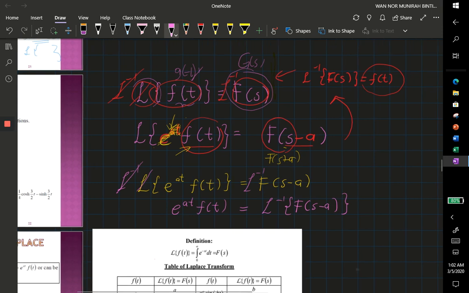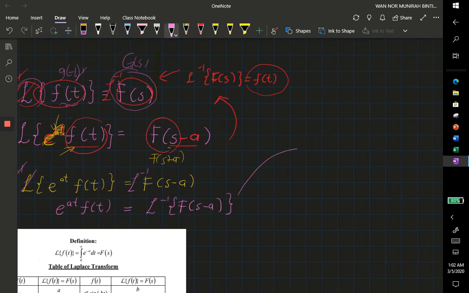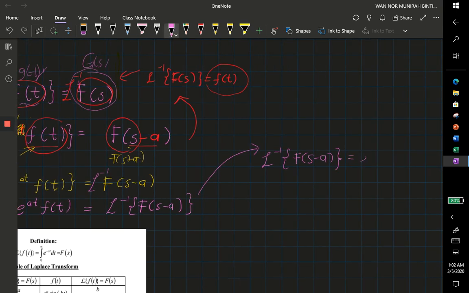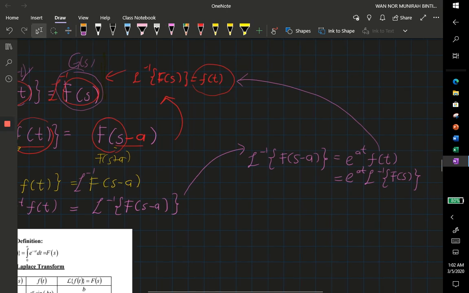I modify this definition a little bit so that I have the Laplace inverse of F(s minus a) is e^(at) f(t). The e^(at) stays, but my f(t) here, I can refer back to the basic definition, which is the Laplace inverse of F(s). This is very important because you need to understand the definition very well. You just play around with the definition.